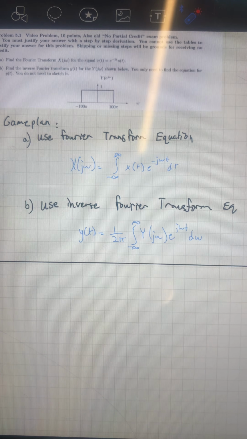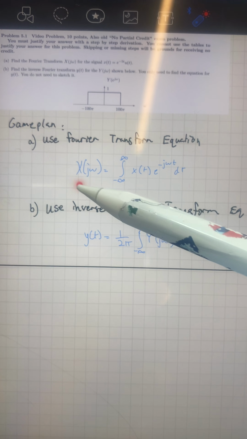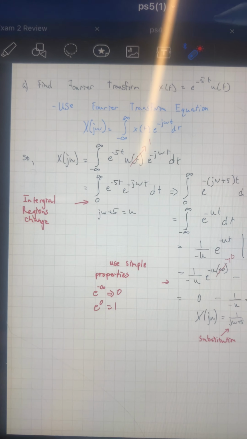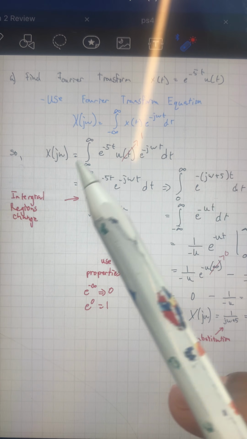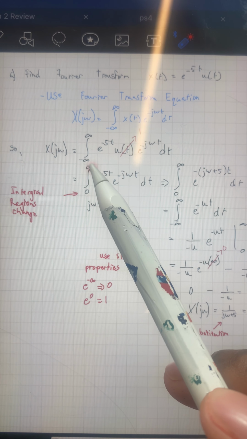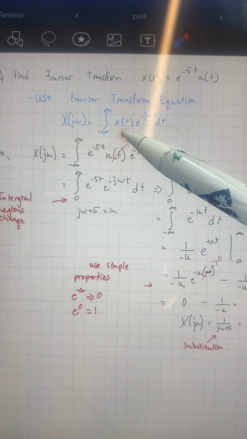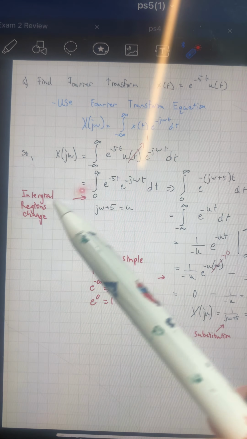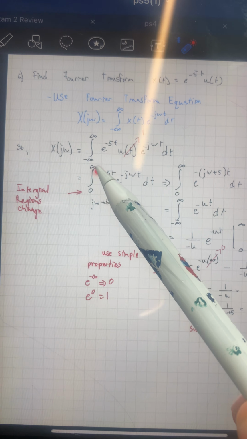y of t. So in order to do that, we're going to use our game plan, where our goal is to use the Fourier transform equation and the inverse Fourier transform equation. So let's get straight into it. For solving for the Fourier transform of x of t, we're going to use our Fourier transform equation, where we are evaluating the input x of t from negative infinity to infinity. So when we plug in our x of t, our u of t goes to 1.